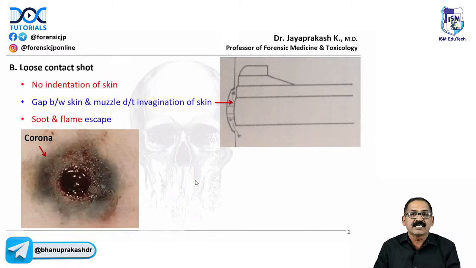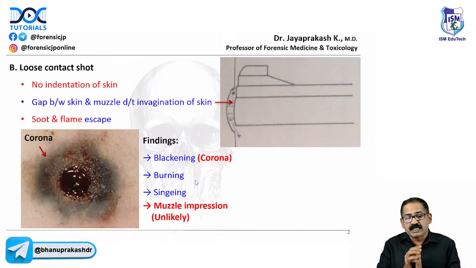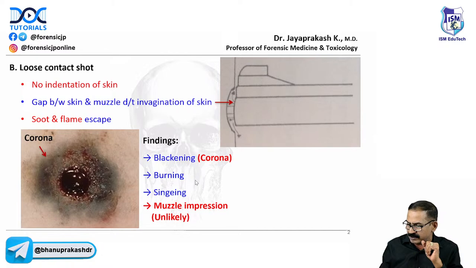So what are the findings you see? Black deposition around the wound known as corona. So you see blackening, that is known as corona. In addition to that, there is burning of the skin or scorching of the skin. There is singeing, that means burning of the hair. And generally, there will be no muzzle impression because there is no firm contact between the muzzle and the skin. It is highly unlikely. Very rarely, it may be there. But generally, it is not seen. Okay. That is regarding loose contact.